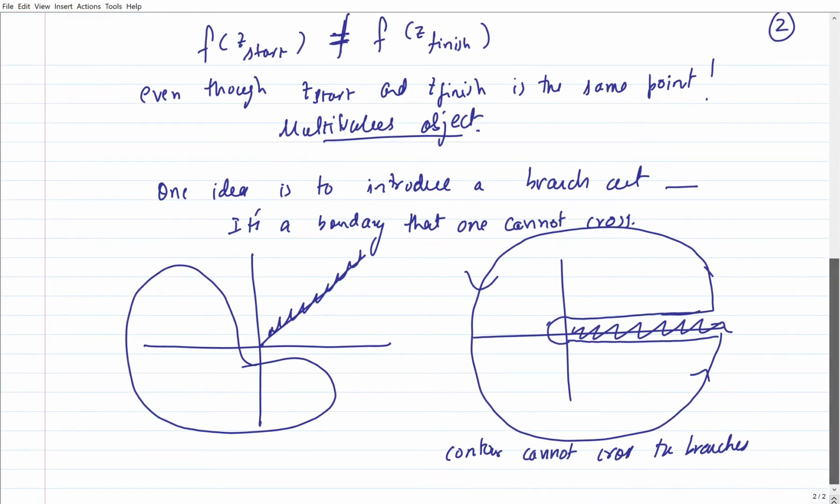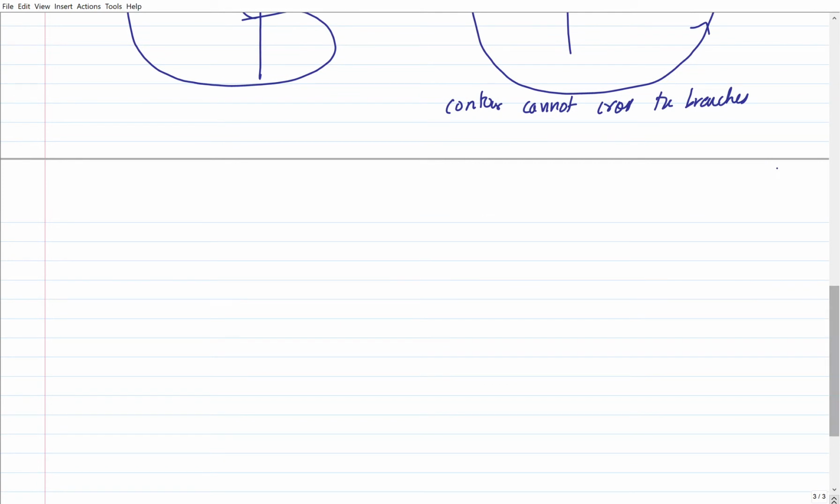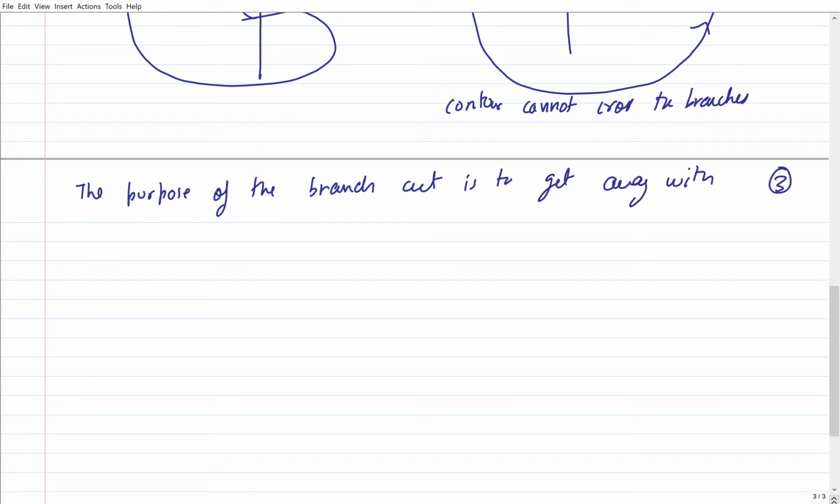So the purpose of the branch cut is to get away with the problem of multi-valued functions.